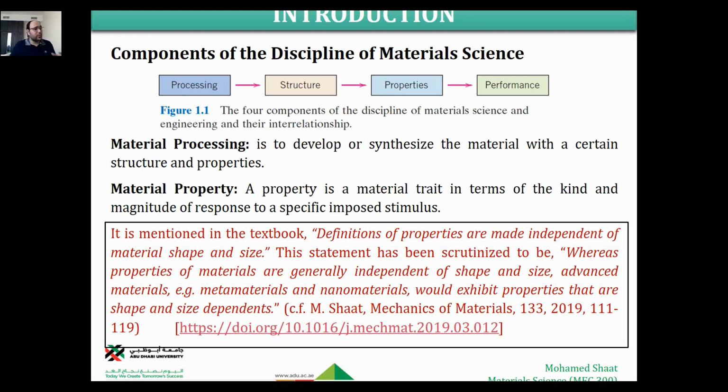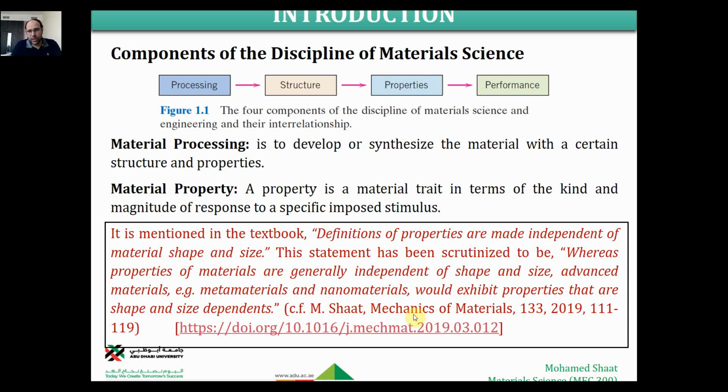But now we can develop some advanced materials. Here I'm talking about advanced materials, whose properties would depend on the shape or the size of the material. So this gives a new aspect of engineering: more advanced materials with more enhanced properties that do depend on the shape and the size of the material. To be more accurate, we could say that whereas properties of materials are generally independent of shape and size, advanced materials such as metamaterials and nanomaterials would exhibit or provide properties which are size and shape dependent. This is more accurate, and this is actually based on new studies.